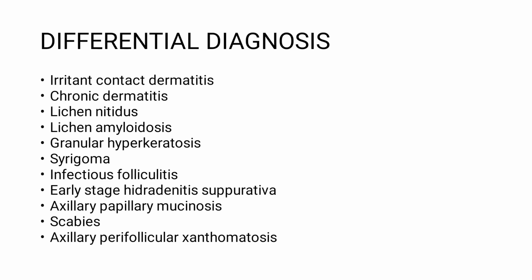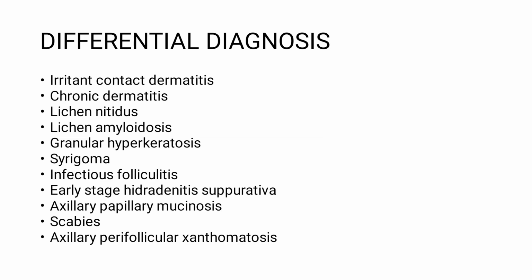Differential diagnosis for Fox-Fordyce disease: we have to differentiate it from irritant contact dermatitis. In irritant contact dermatitis, there is a history of irritants and allergens, most commonly seen in the axillary area due to the use of deodorants. And chronic dermatitis, we can differentiate by the irritants and atopic history.